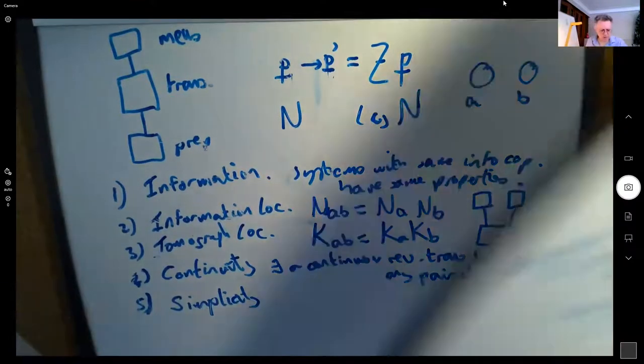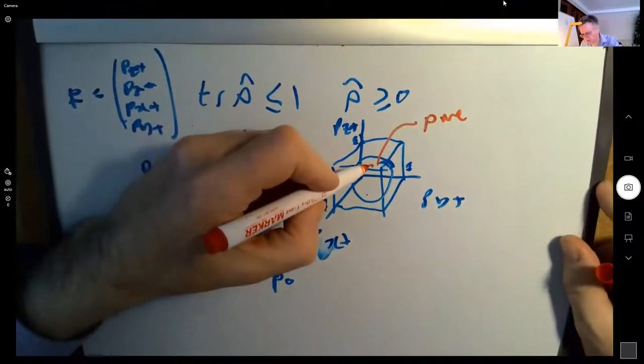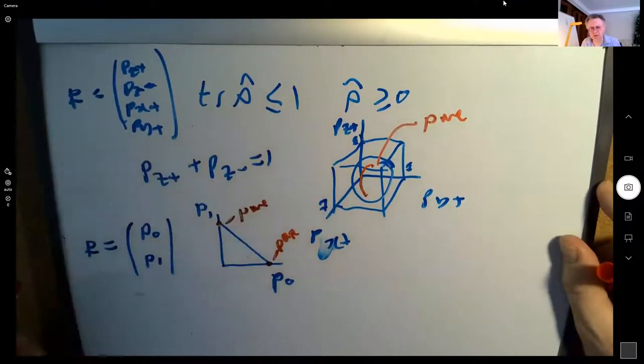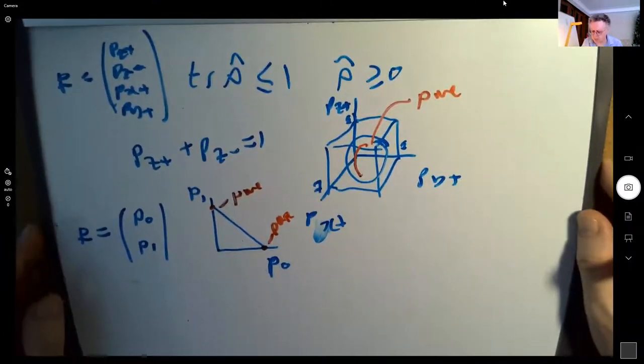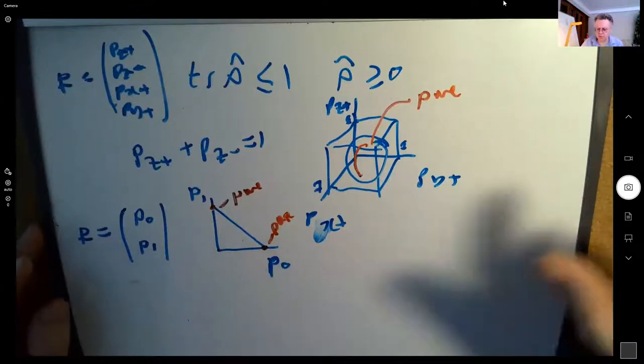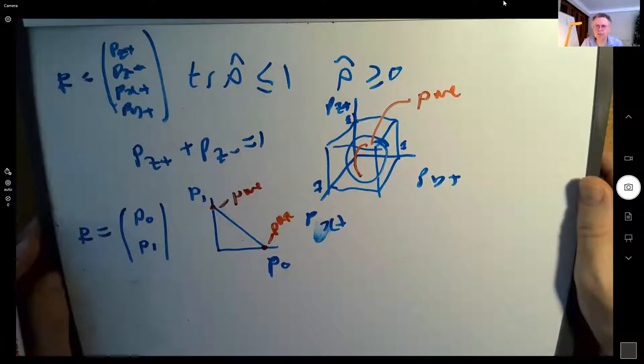And this is best illustrated on this diagram, where you can go continuously from any one pure state to any other pure state along the surface of the ball. So in the case of a spin half particle, you would do that by rotating your system. Is that clearer?